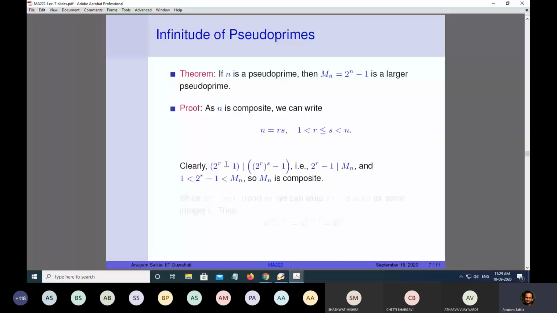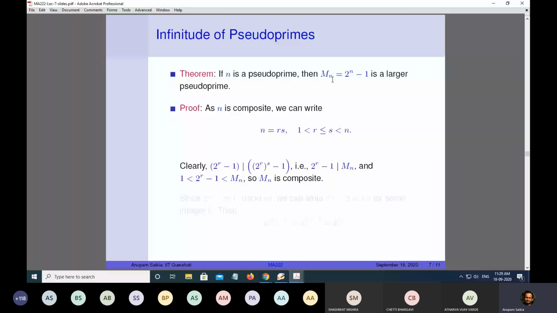So that means 2 to the power r minus 1 divides mn. And 2 to the power r minus 1 is strictly less than mn because r is strictly less than n. And why are we doing this? To show that this is actually a composite number. To qualify as a pseudo-prime, first of all, it should be composite. That we have verified. And we have used the fact that n is composite, so that is also composite.